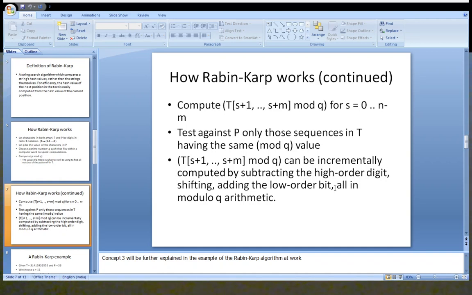Next, test against p only those sequences in t having the same mod q value. Now we have a series of mod q values. Among these, we shall consider only those values which are the same as what we got for p mod q. Only the positions where the text mod q equals the pattern mod q will be considered for a possible match.